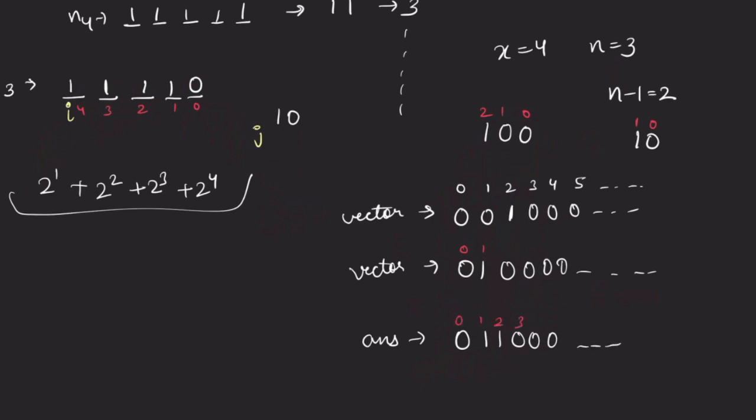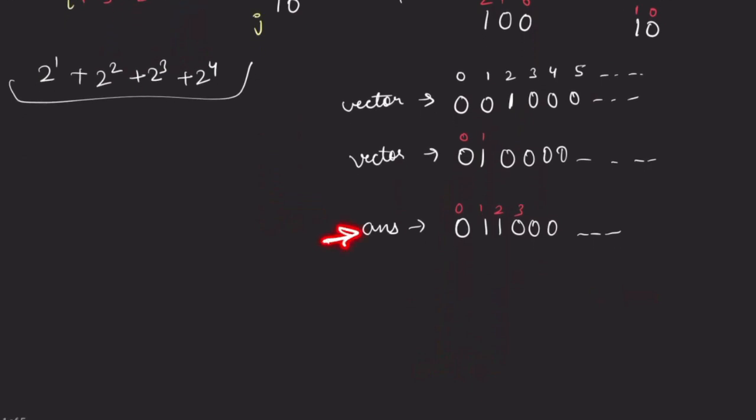Then when you convert this binary to decimal, what will you be doing? You will be doing 2 to the power 1 plus 2 to the power 2. Rest all the bits are 0 here, right? So it will be 2 plus 4, that is 6. And 6 is our answer in this case, right?